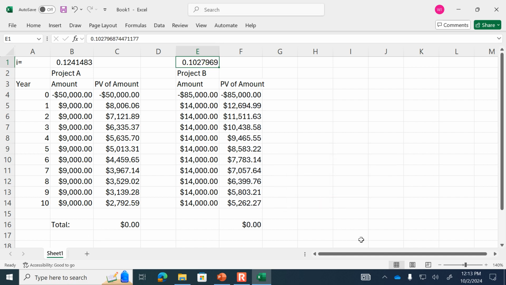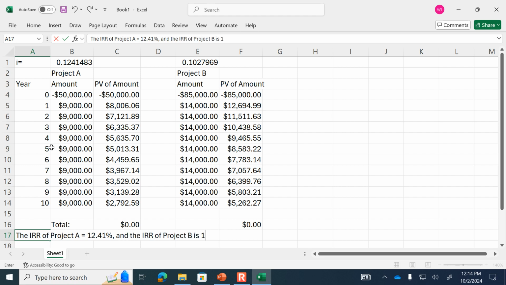Okay, so let's write a conclusion here. The IRR of project A is 12.41%, and the IRR of project B is 10.28%.